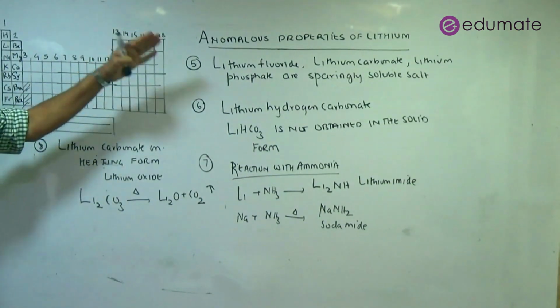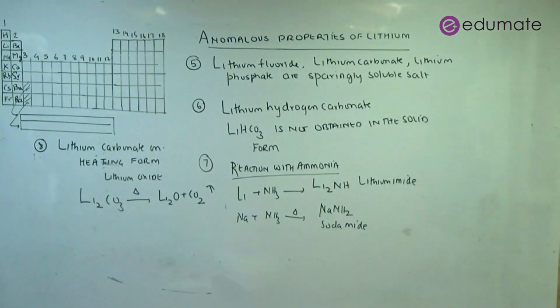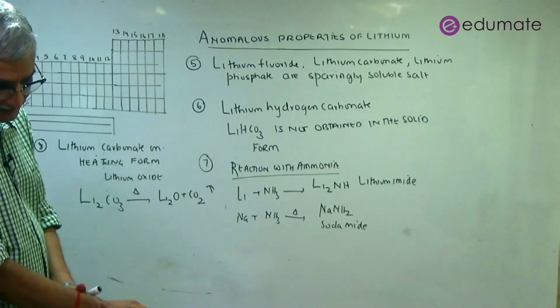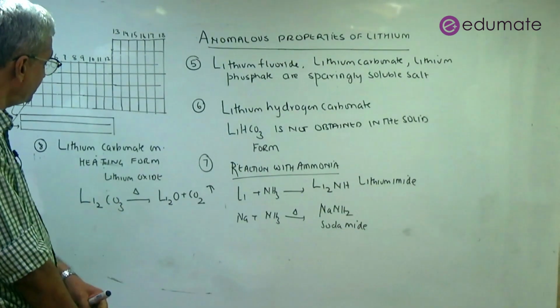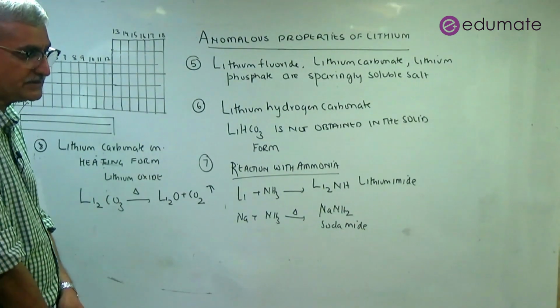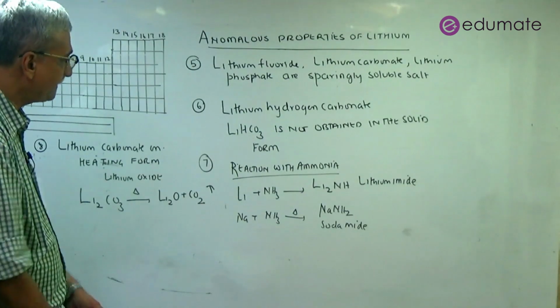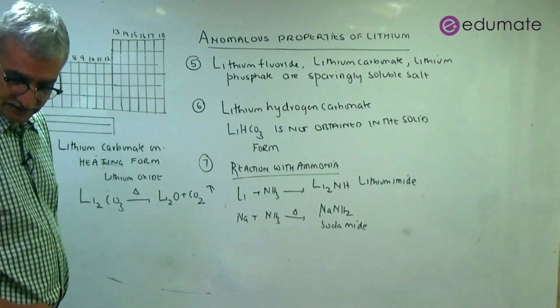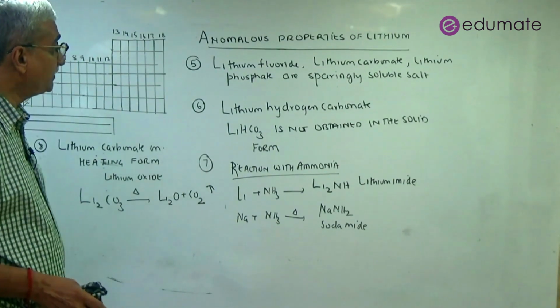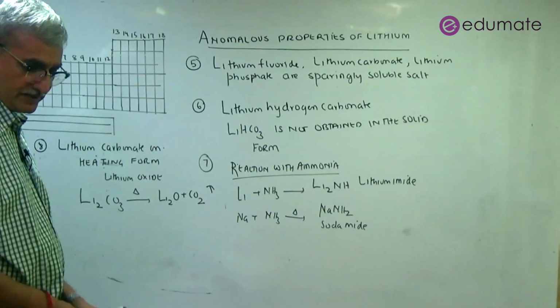So this is the consolidated story of the anomalous behavior of lithium, attributed to the small atomic size and the high polarizing power because of the charge to radius ratio, not mass. Charge to mass ratio is another term.